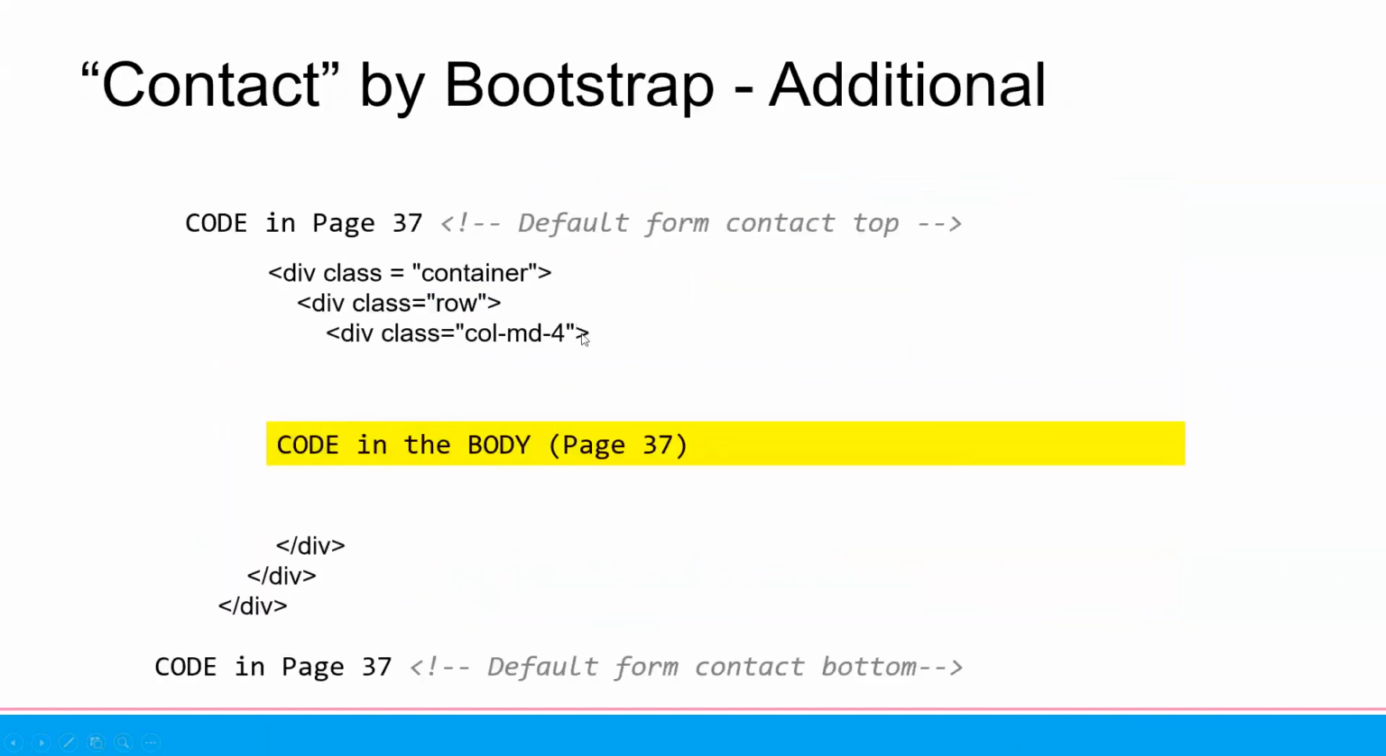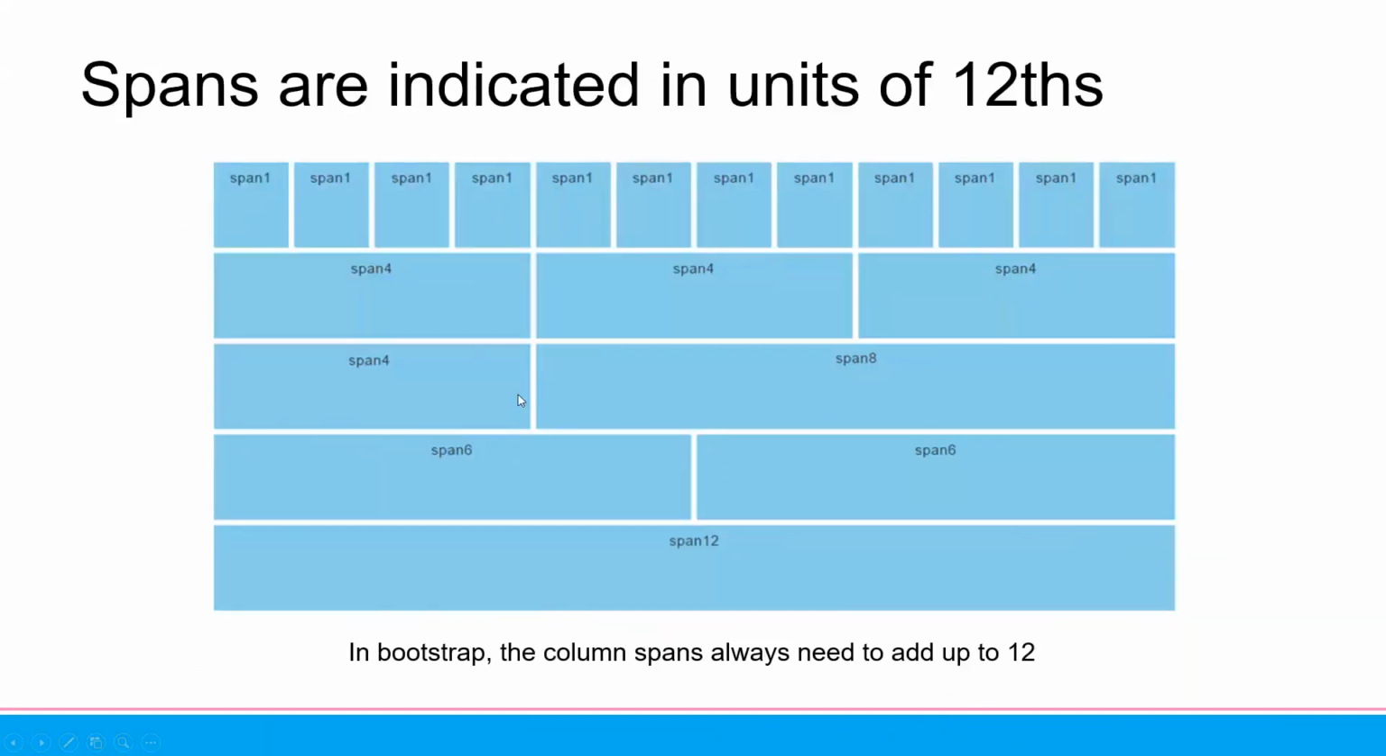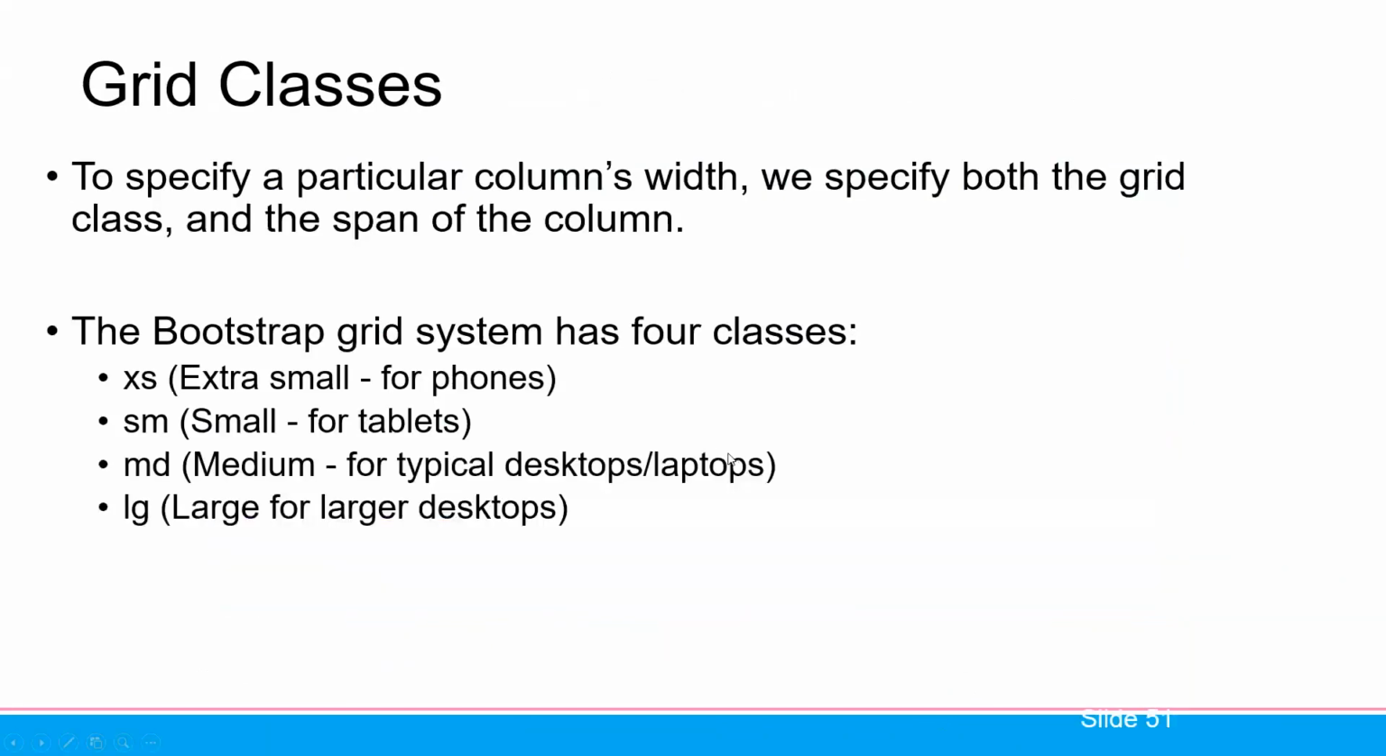So for example, this one, column MD4. So in the middle layer, I want to make it the size of 4. And the other thing I might give you some insight about in Bootstrap is the grid classes. In order to specify a particular column's width, we specify both the grid class and the span of the column.